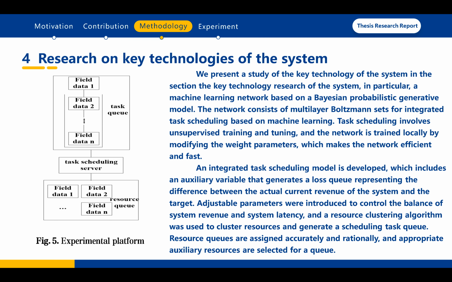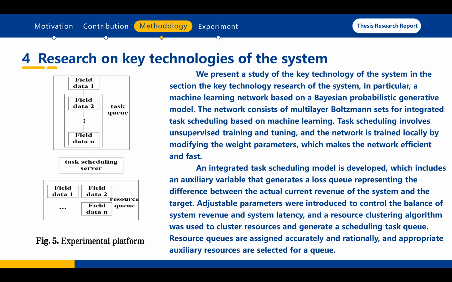and fast. An integrated task scheduling model is developed, which includes an auxiliary variable that generates a loss queue representing the difference between the actual current revenue of the system and the target. Adjustable parameters were introduced to control the balance of system revenue and system latency, and a resource clustering algorithm was used to cluster resources and general scheduling task queue. Resource queues are assigned accurately and randomly, and a proper auxiliary resource is selected for the queue.